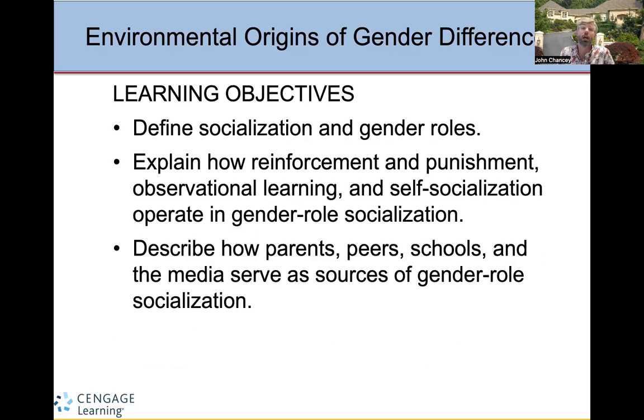What about nurture? The environmental origins of gender differences. You should be able to define socialization and gender roles, explain how reinforcement and punishment, observational learning, and self-socialization operate, and how we gender role socialize. Describe how parents, peers, schools, and the media serve as sources of gender role socialization.